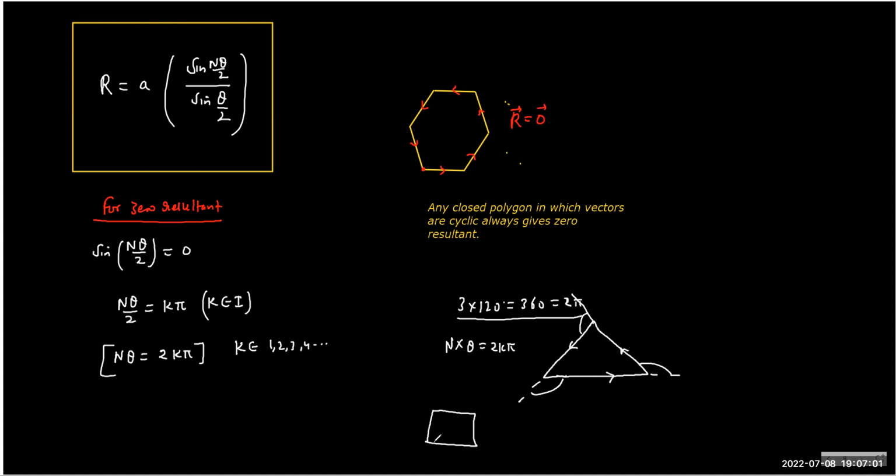Because when I say find the resultant, it means you're trying to look for the vector which can join the tail of the first and the tip of the last. But if they don't exist, you cannot draw such a line, which simply means there is no resultant in such a scenario. So the R will be 0. Is this clear? Okay. All right.